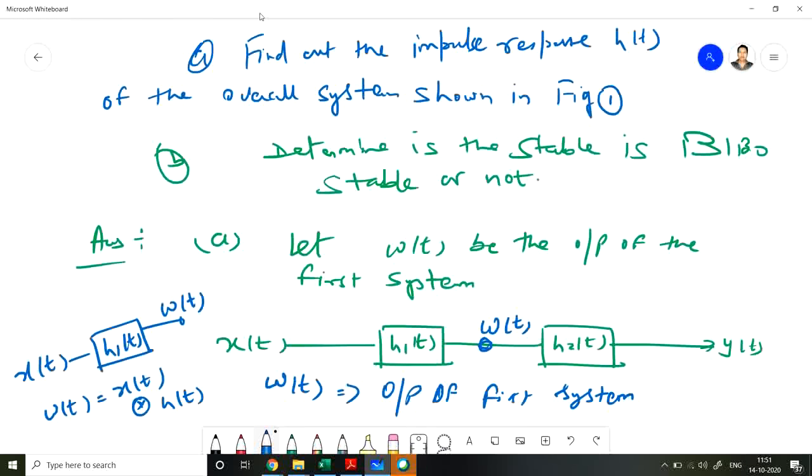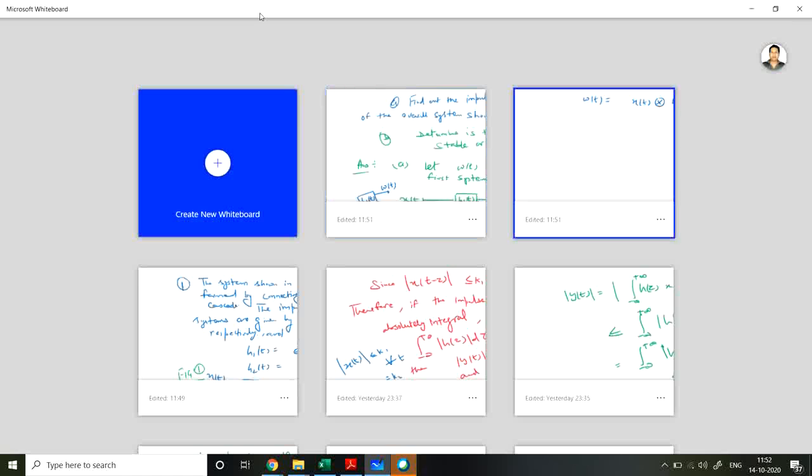So w(t) is basically x(t) convolved with h1(t). Again I am showing you that system. This is x(t), that is the input, this is h1(t), the impulse response of the first system, and this is w(t), the output that we are getting at this terminal. So this is w(t), that is x(t) convolved with h1(t).